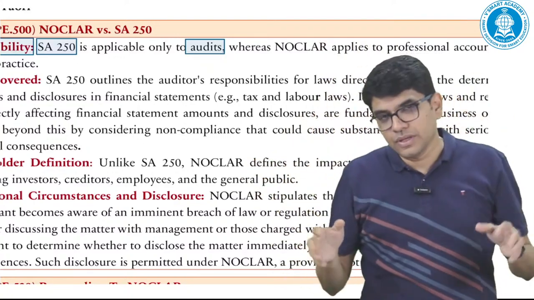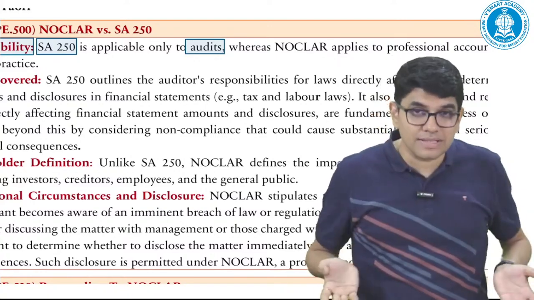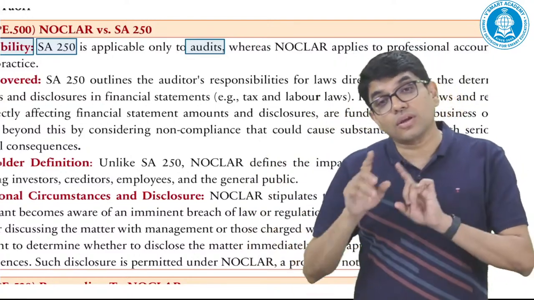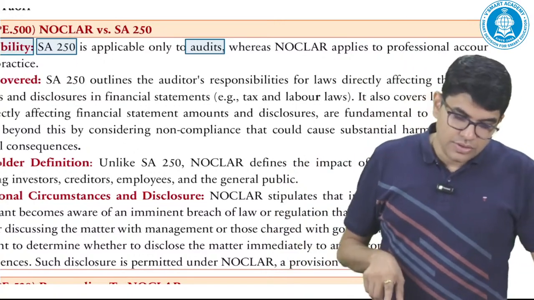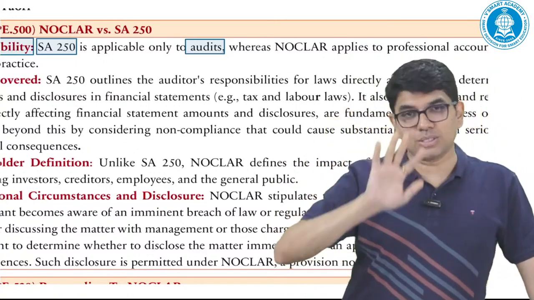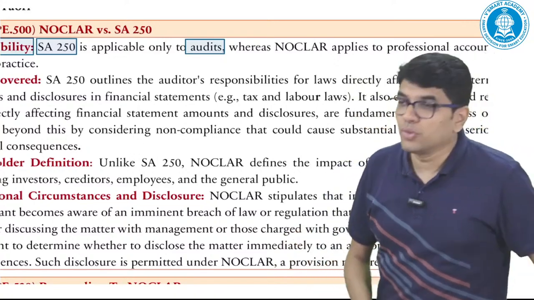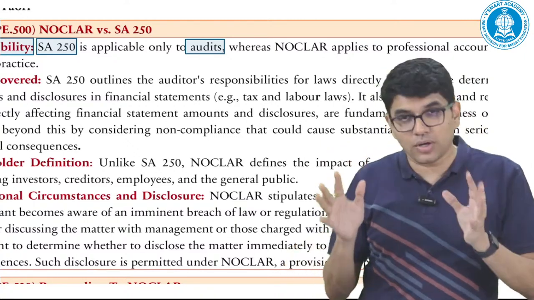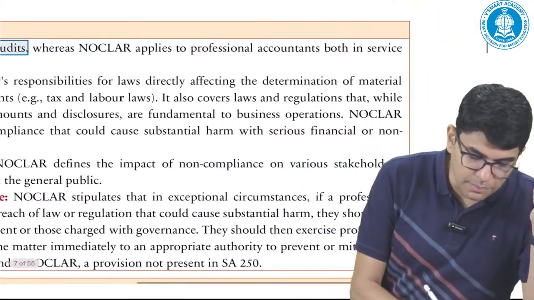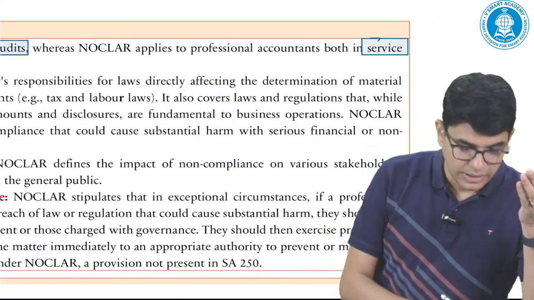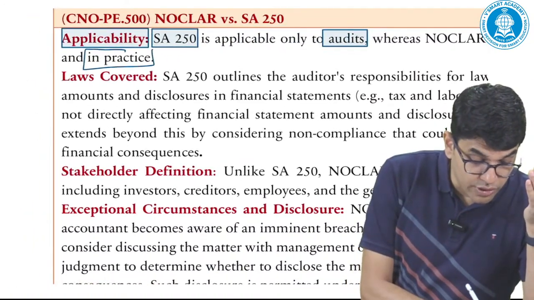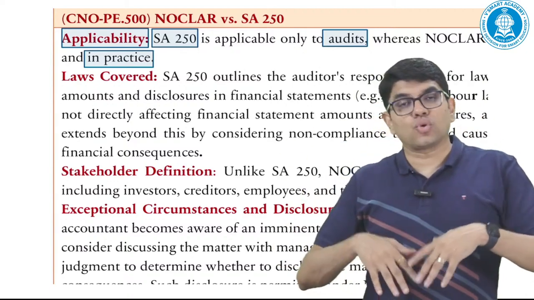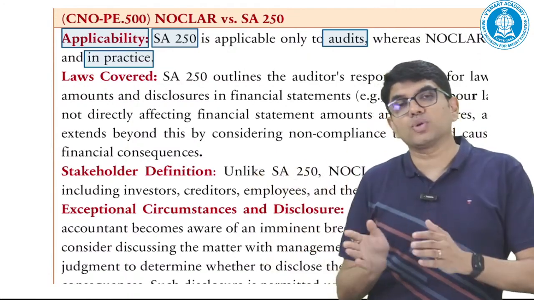So there's a common thing. NOCLAR also says how to respond to non-compliance, and SA 250 says during the audit, if you come across non-compliance, how to respond to it. Okay. So SA 250 is applicable when you are doing audit of financial statements, but NOCLAR is much broader in all aspects. What to do if you come across non-compliance when you are doing a job, when you are into practice? So the scope is much broader as compared to SA 250.